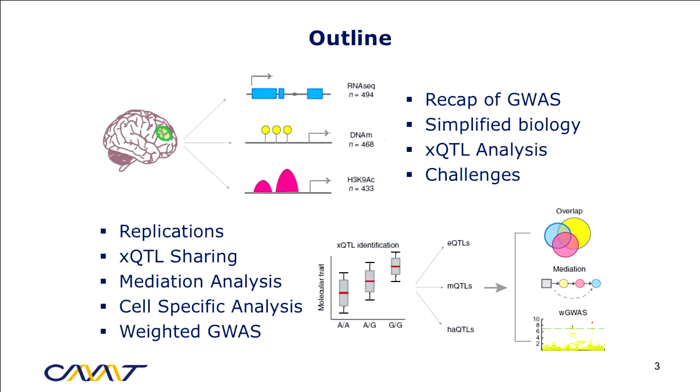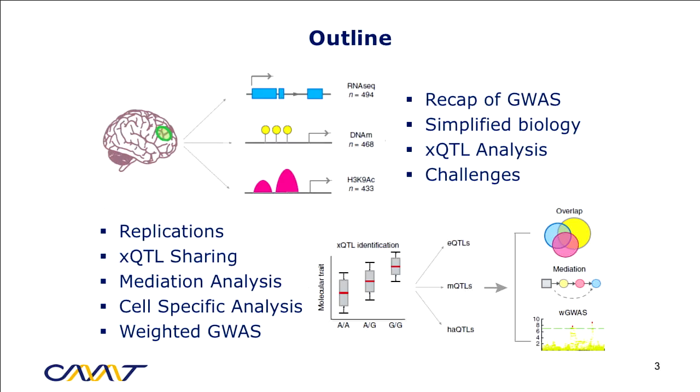So here's the outline of the talk. I'll first do a quick recap of GWAS to motivate XQTL analysis. QTL stands for quantitative trait locus, and you can think of it as just associating SNP to some phenotype. And X refers to the intermediate phenotype that I'm doing this QTL analysis on. For this talk, I'll focus on gene expression, DNA methylation, and histone acylation as the intermediate phenotype. And I'll give a simplified introduction to all these biological mechanisms.